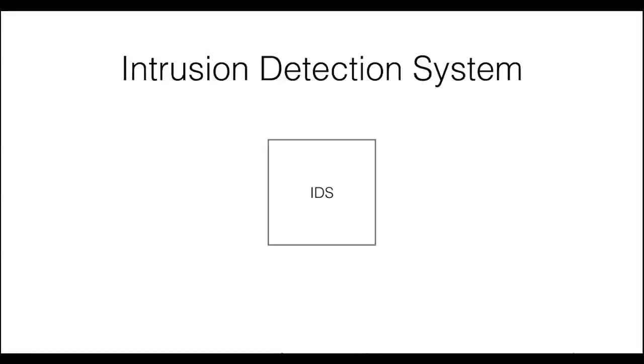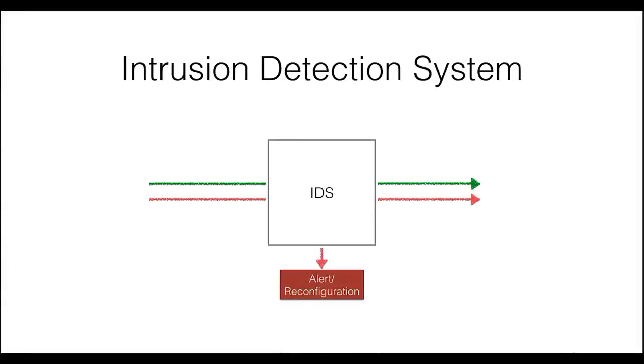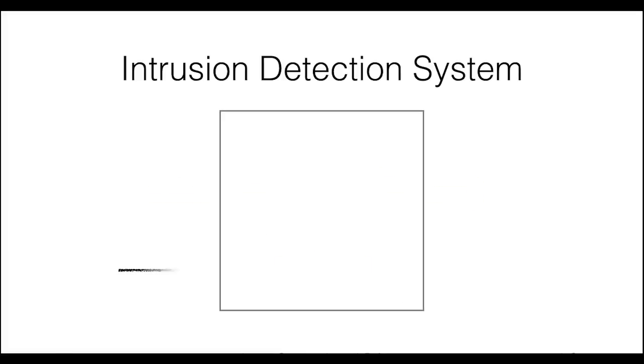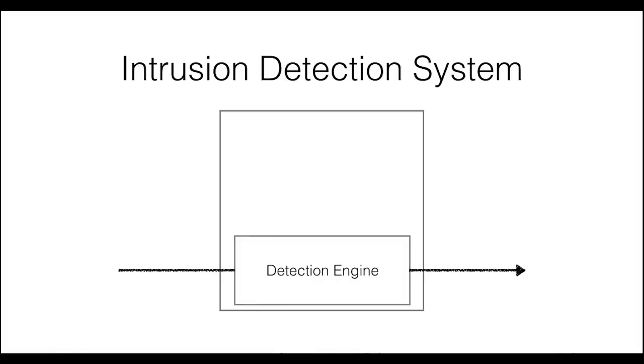In the introduction, we have mentioned that an intrusion detection system has two main tasks: inspecting traffic and taking action when malicious traffic is identified. Typically, this means raising an alert, although other actions are also possible. Let's now have a look at the internal functioning of an IDS. The main component of an IDS is the detection engine. The detection engine can be considered the brain of the IDS. Its task is to identify malicious traffic. We will see later how this can be done.